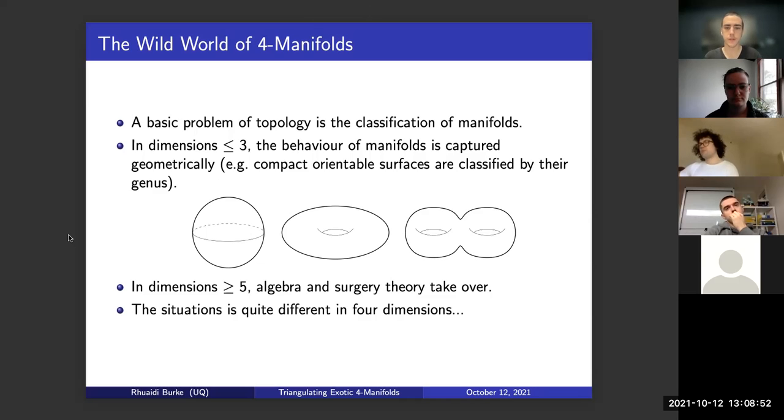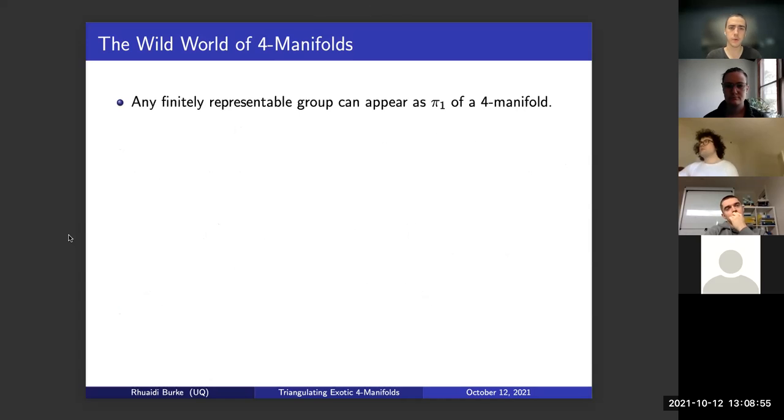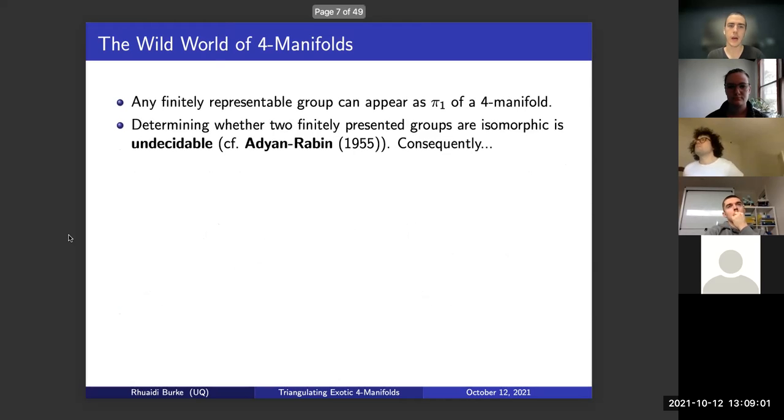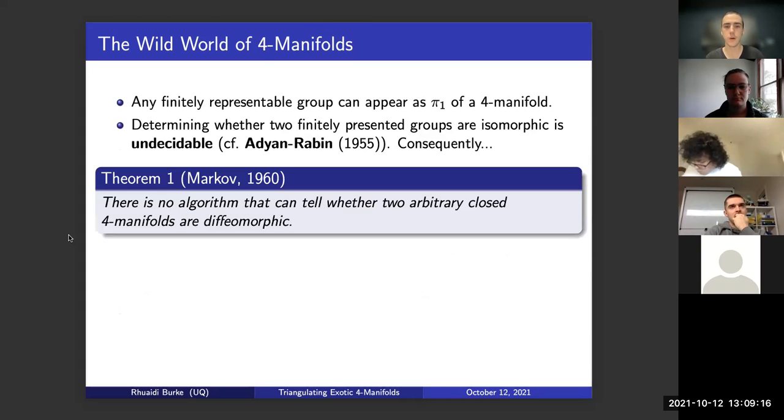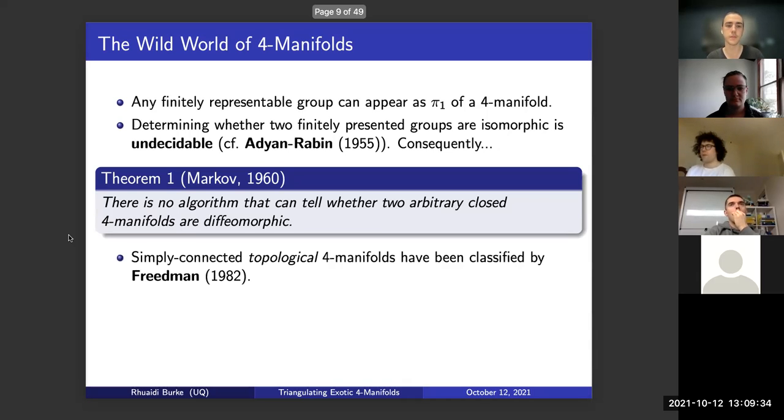But the situation is quite different in 4 dimensions. Any finitely presented group can appear as the fundamental group of a 4 manifold. Determining whether 2 finitely presented groups are isomorphic is provably an undecidable problem, due to a result of Adian and Rabin in the 50s. As a consequence, there's no algorithm that can ever tell you whether 2 arbitrary closed 4 manifolds are diffeomorphic. There's no conceivable list of 4 manifolds that you can write down, in the same way that you might for surfaces, 3 manifolds, or high dimensional manifolds.